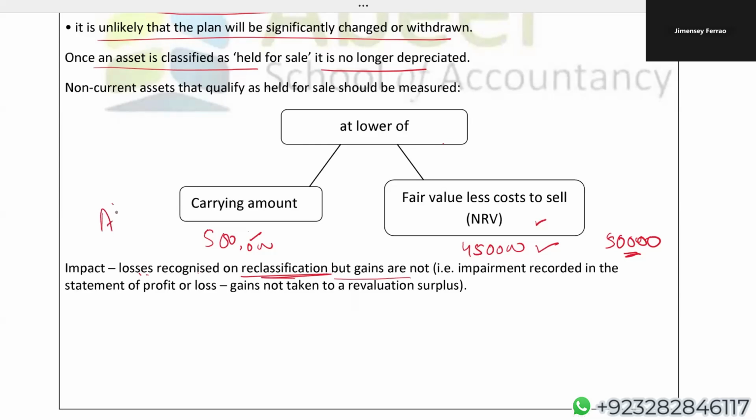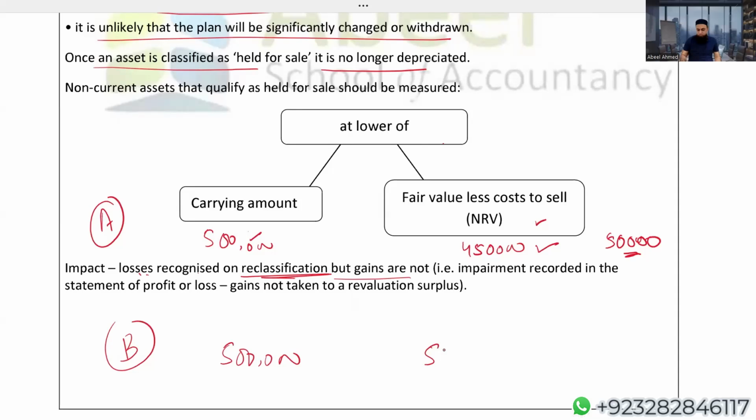This is A. Now assuming B, the carrying amount is 500,000 at the time I'm reclassifying my property, plant and equipment to non-current asset held for sale, and let's say the fair value minus cost to sell is 560,000. In that case, your asset will remain at 500,000. So losses are recognized, gains are not, when you are applying IFRS 5. That impairment is recorded in the statement of profit or loss. Gains are not taken to the revaluation surplus. If there's a gain, you will not recognize it.